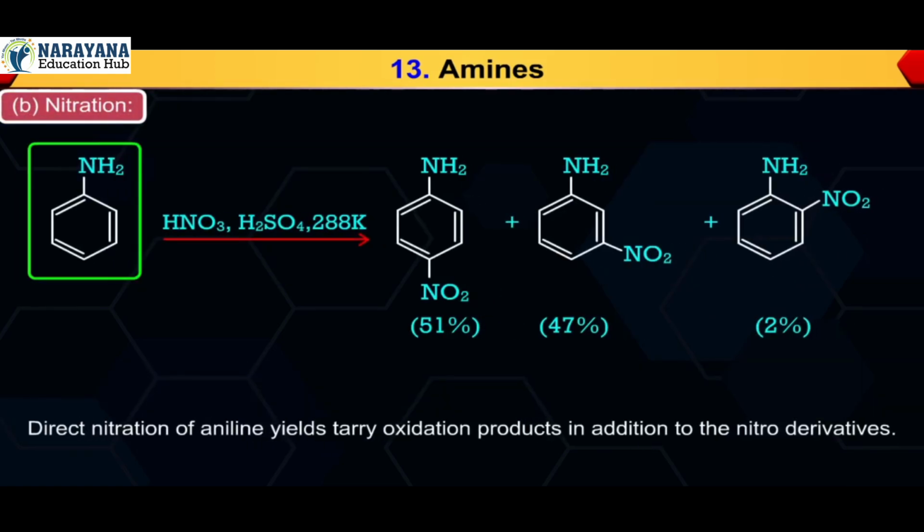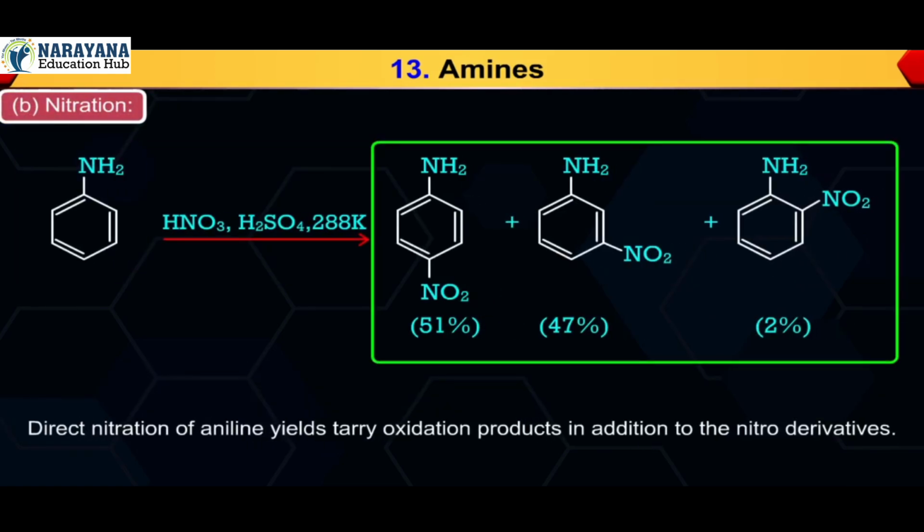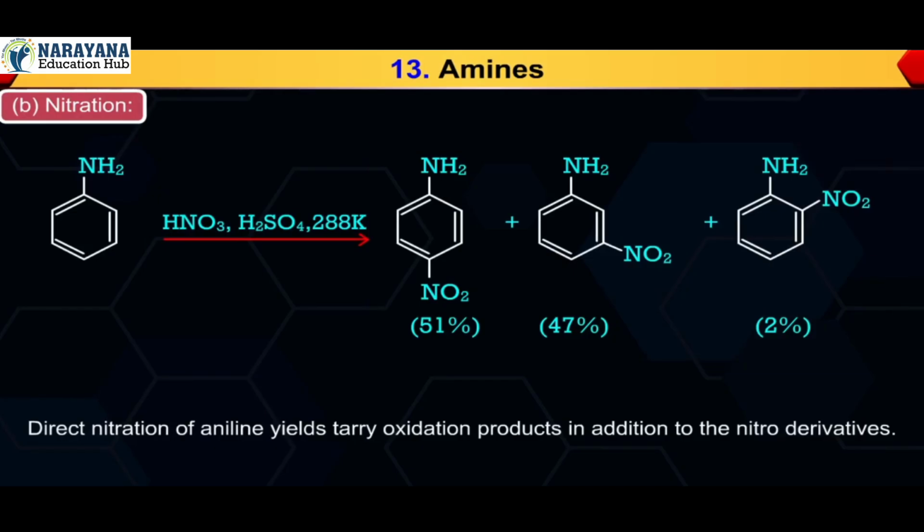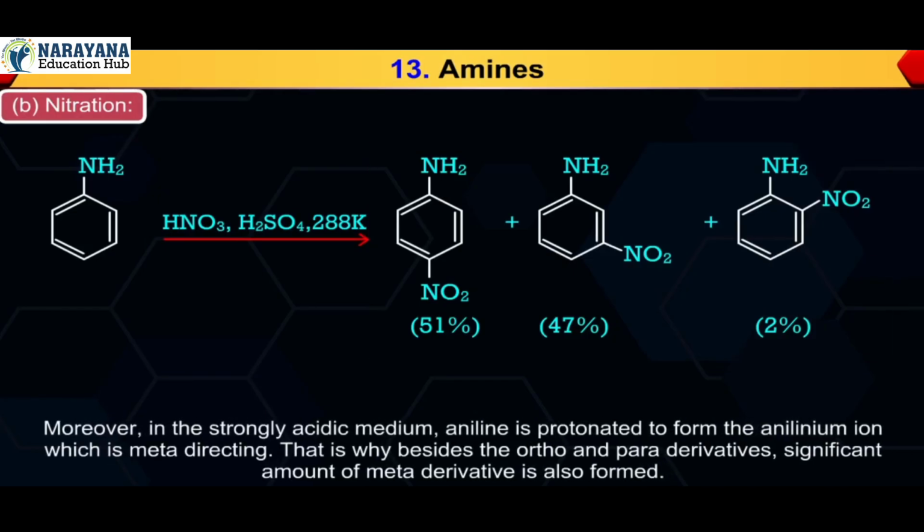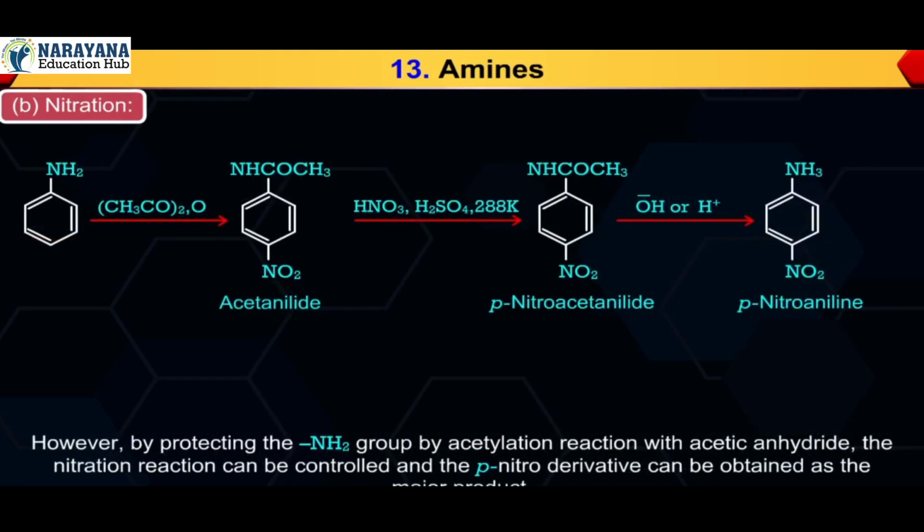B. Nitration. Direct nitration of aniline yields tarry oxidation products in addition to the nitro derivatives. Moreover, in the strongly acidic medium, aniline is protonated to form the anilinium ion, which is meta-directing. That is why, besides the ortho and para derivatives, a significant amount of the meta derivative is also formed. However, by protecting the NH2 group by acetylation reaction with acetic anhydride, the nitration reaction can be controlled and the p-nitro derivative can be obtained as the major product.